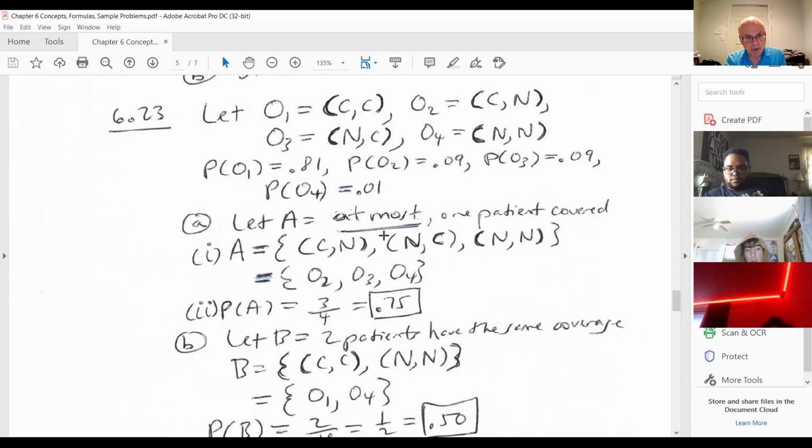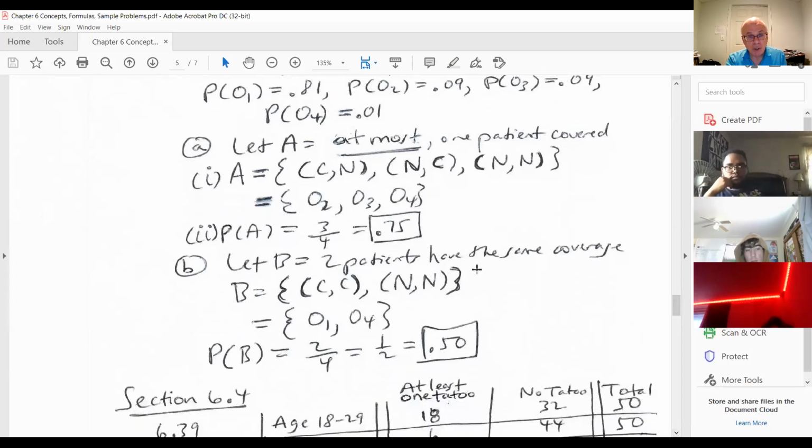All right. For example, event A, at most 1 patient is covered. Well, that would be these first 3 events, right? Oh, excuse me, it says at most one patient is covered. So that means either no patient is covered or one patient is covered. So it would be these three events here, O2 and O3 and O4. Obviously, O1, both claims were covered, would not be it. So there are three outcomes in event A, and the probability of event A would be the number of outcomes in event A divided by the total number of outcomes in the sample space, which is 4. And then B is two patients have the same coverage type, which means they either both were covered or they both were not covered. That's what the book says. So there's only two outcomes there, and that means there's 1/2 probability.